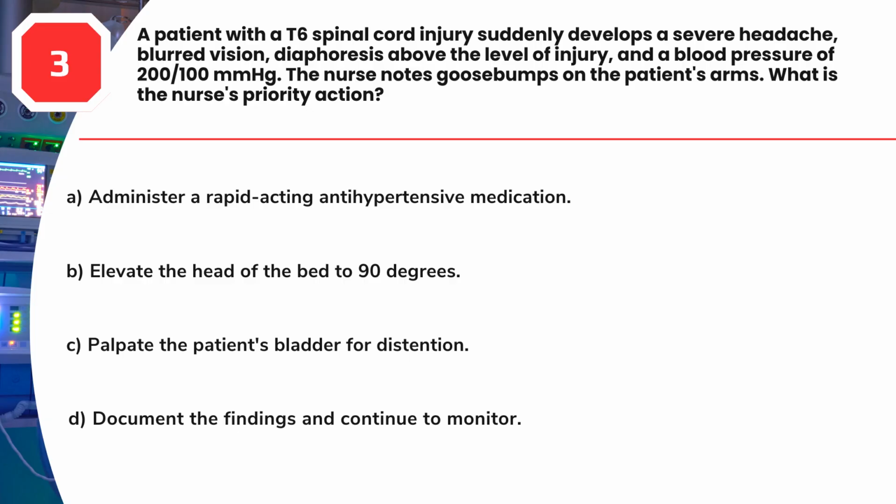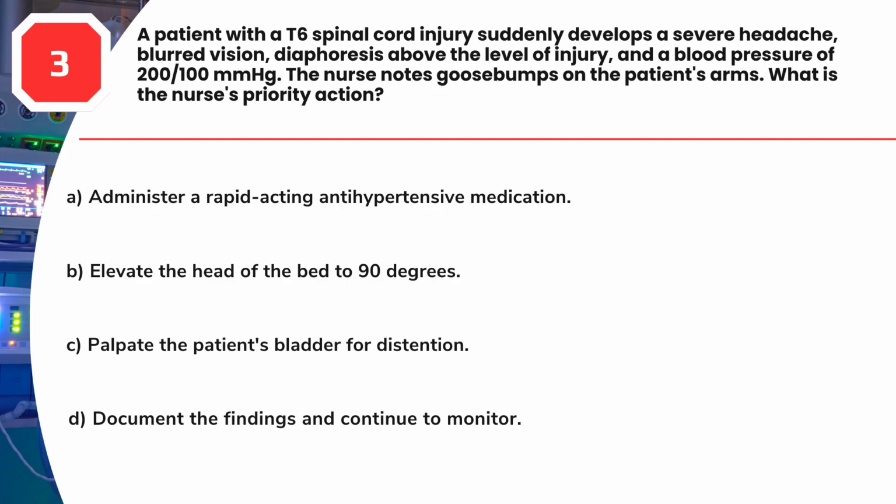Question 3. A patient with a T6 spinal cord injury suddenly develops a severe headache, blurred vision, diaphoresis above the level of injury, and a blood pressure of 200/100 mmHg. The nurse notes goosebumps on the patient's arms. What is the nurse's priority action?